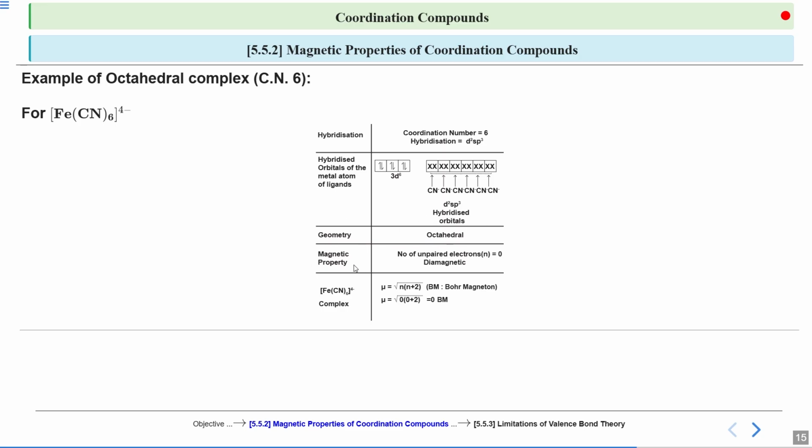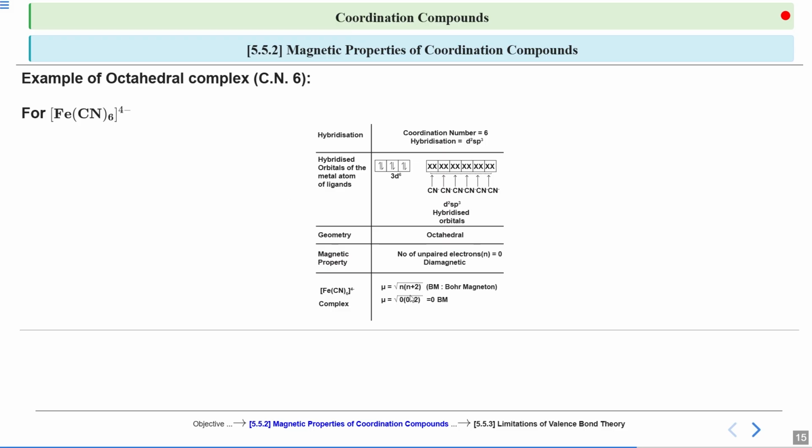The magnetic property, if you talk about, we observe the unpaired electrons present in the complex, and if you see the configuration of 3d6, every electron is paired up, so unpaired electron is absent in this complex. So the number of unpaired electrons becomes 0. That means the magnetic property it shows is diamagnetic. Okay, so a complex will be diamagnetic when there is no unpaired electron present, and if an unpaired electron is present, the complex will be paramagnetic.